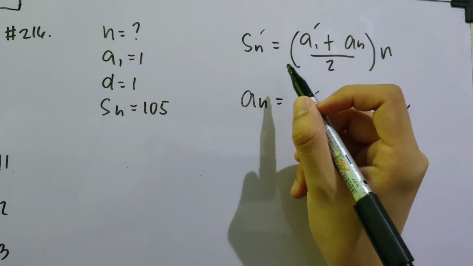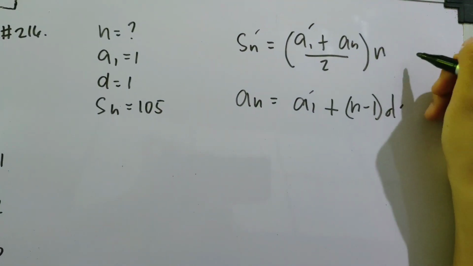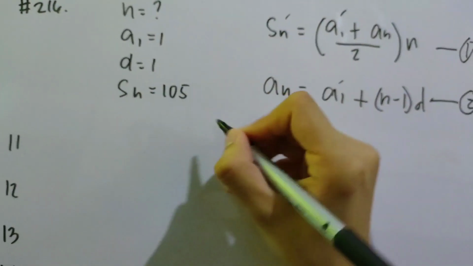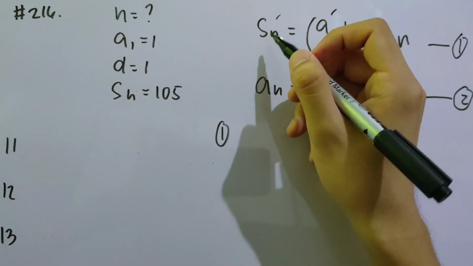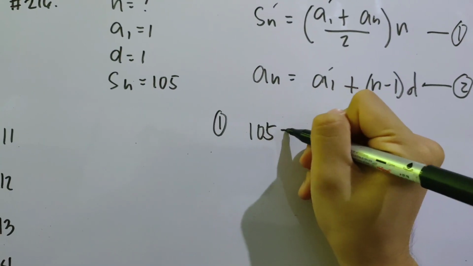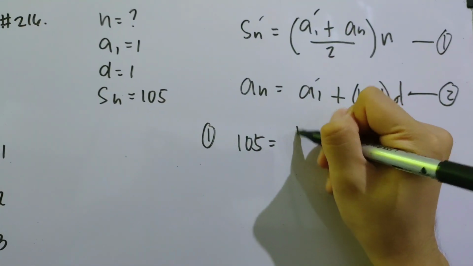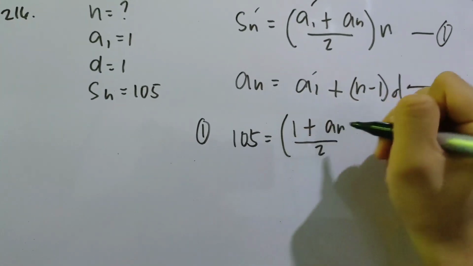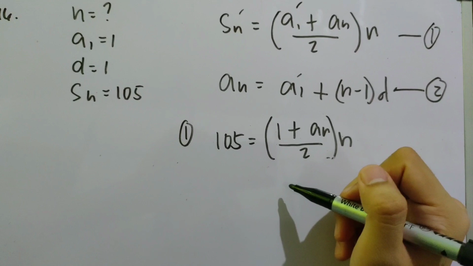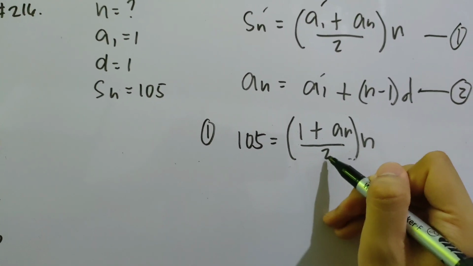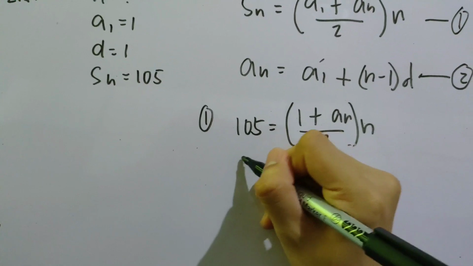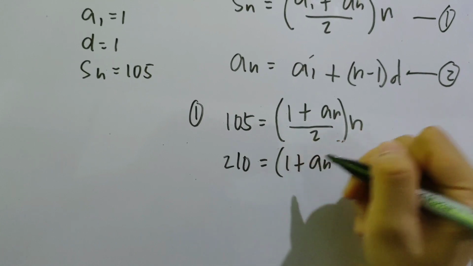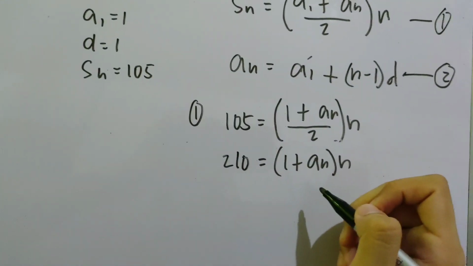So mag-substitute tayo ng mga values dito sa mga formula. So ito yung equation 1 natin, at ito yung equation 2. So dun sa equation 1, yung Sn natin ay 105 equals (A1, which is 1, plus An) divided by 2 times n. Ito na yung first equation natin. Pero simplify lang natin ng konti. Lipat natin yung 2 sa kabila para walang fraction dito. So ito magiging 210 equals (1 plus An) times n. Ito na yung first equation natin.